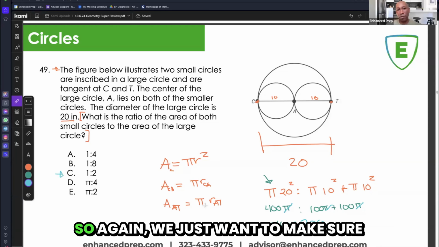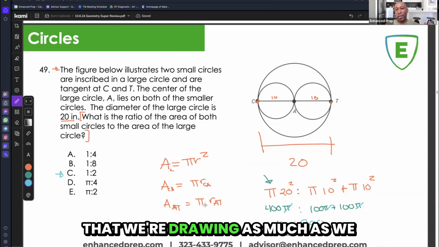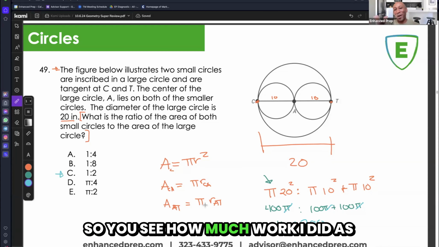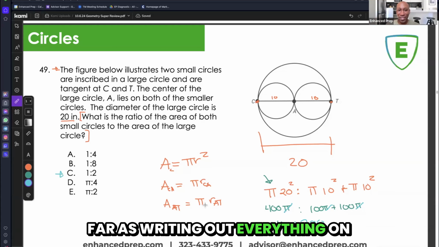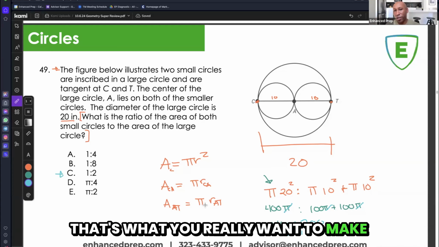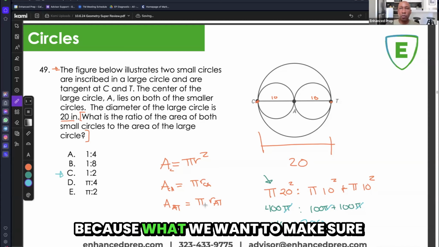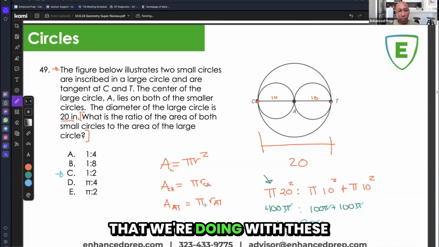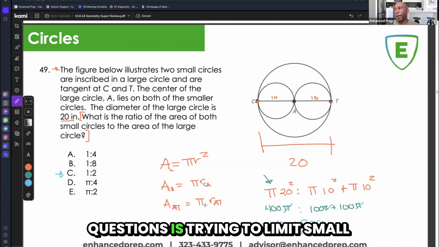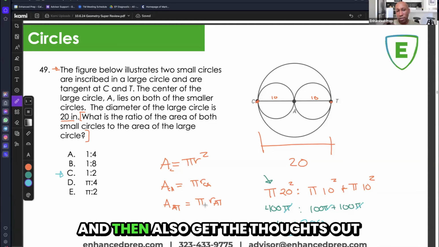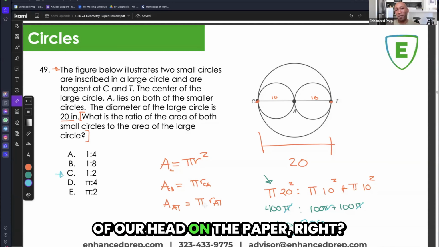All right. So again, we just want to make sure that we're drawing as much as we can. You see how much work I did as far as writing out everything on this exam, right? That's what you really want to make sure you're doing, writing out everything as much as possible. Because what we want to do with these questions is limit small mistakes, and also get the thoughts out of our head and onto the paper, right?